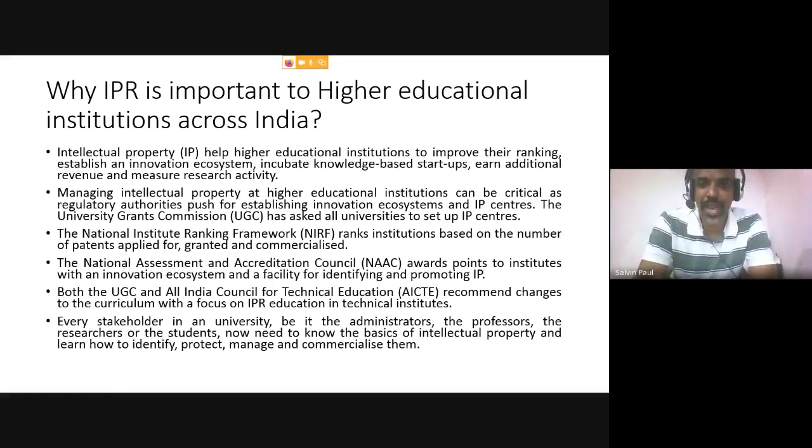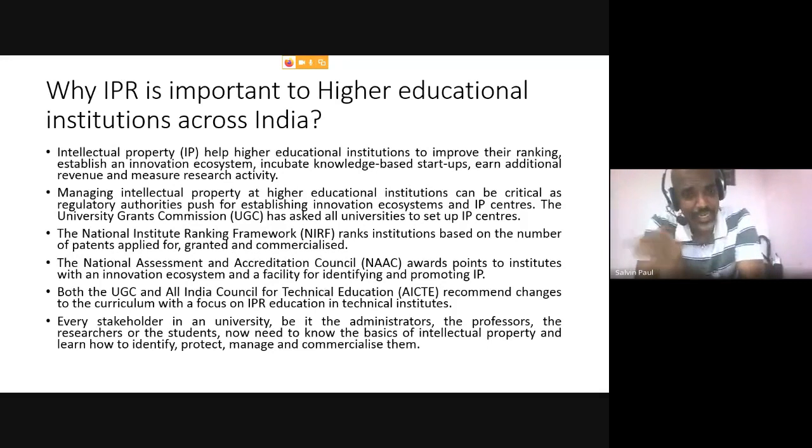The University Grants Commission asks all universities and higher educational institutions to set up IP centers in their institutions. The National Institutional Ranking Framework ranks institutions based on the number of patents applied for, granted, and commercialized. NAAC awards points to institutions with an innovation ecosystem and a facility for identifying and promoting intellectual property. So both the UGC and AICTE also recommend changes in intellectual property education in all institutions across India.